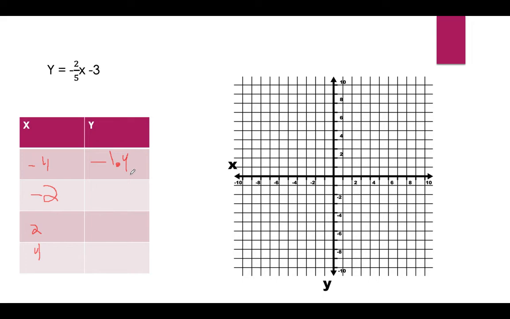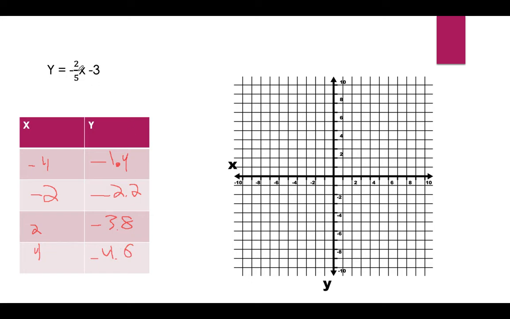Okay. Plug in negative 2. You got negative 2 divided by 5. Again, that's negative 0.4. Times by negative 2. You get 0.8 minus 3. You get negative 2.2. Keep going along. I'm going to plug in 2 now. And you should get negative 3.8. And then again, times 4 minus 3 is negative 4.6.